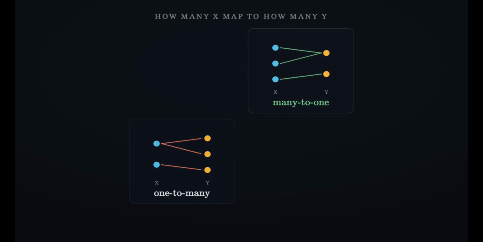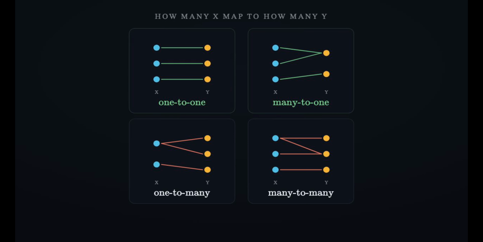For 2017 students, there is also one-to-one, one-to-many, many-to-many, and many-to-one. These just mean that one or many x values map to one or many y values. For example, in a many-to-one function, many x values can map to one value. In a one-to-many relation, one x value can map to many y values. In a many-to-many relation, many x values can map to many y values. And in a one-to-one function, one x value maps to one y value.